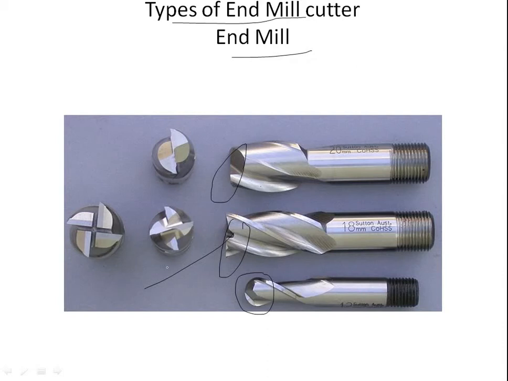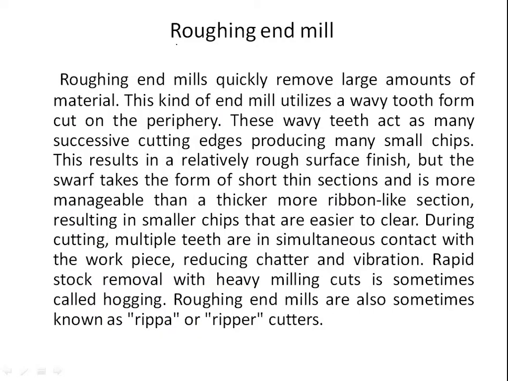They are usually made from high speed steel or cemented carbide, and have one or more flutes. You all can see the one or more. This portion is a flute. One or more flutes are available in this end mill cutter. They are the most common tool used in a vertical mill. Next we'll be discussing roughing end mills.